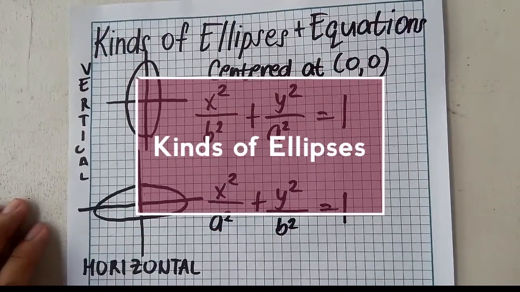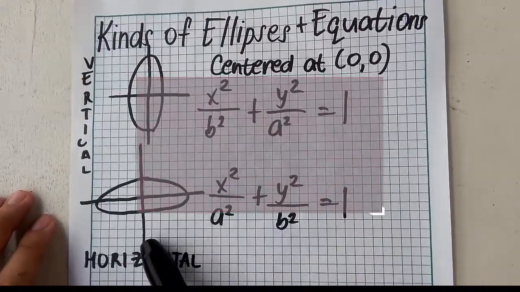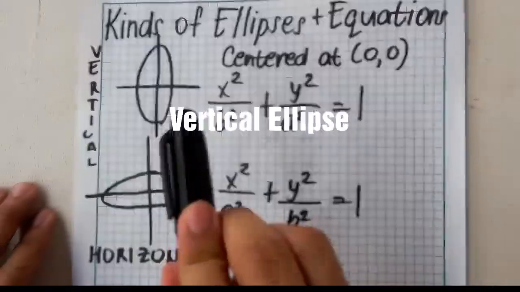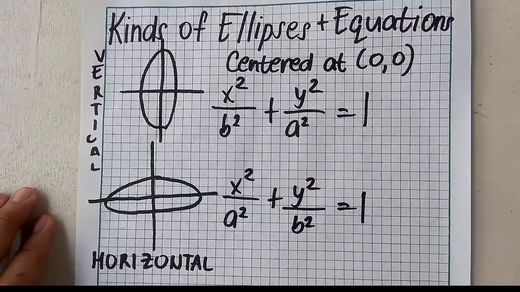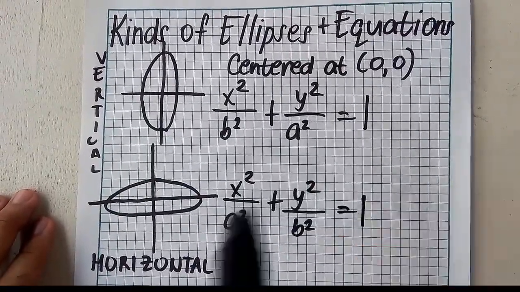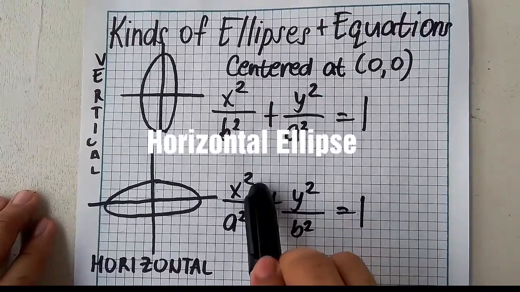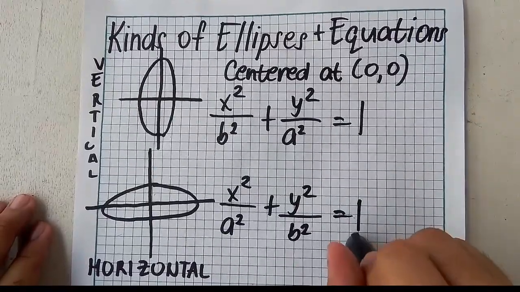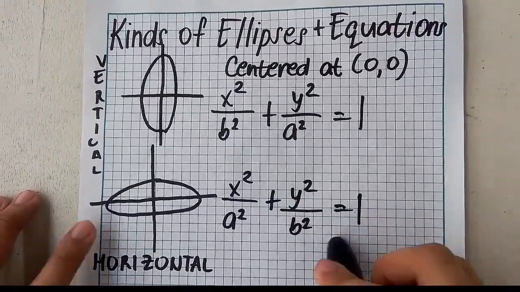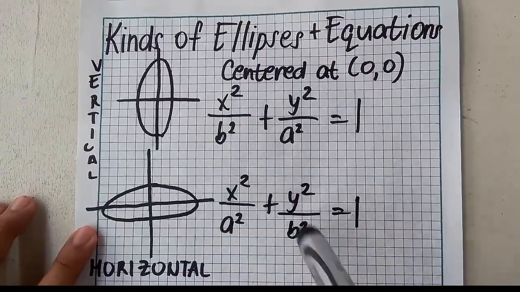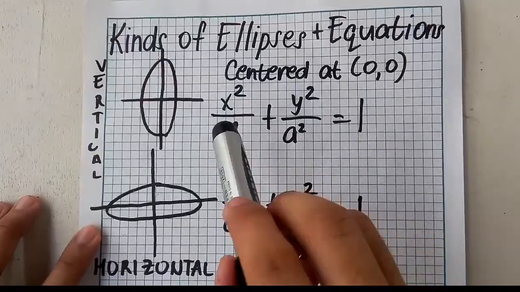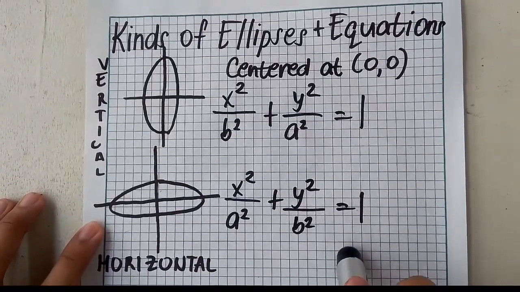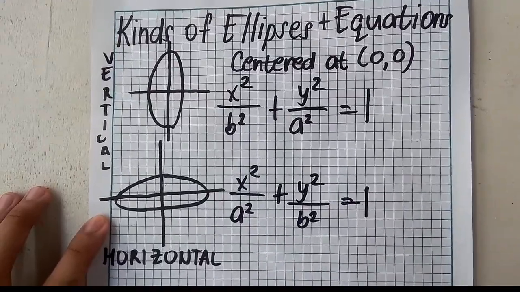So here are the two kinds of ellipses, the vertical ellipse and the horizontal ellipse. So these are centered at 0, 0 or at the origin. For the vertical, the equation is x squared over b squared plus y squared over a squared is equal to 1, while for the horizontal, it is x squared over a squared plus y squared over b squared is equal to 1. Always remember that for all equations of the ellipse, it is equated to 1. So the difference is when it is vertical, b squared will come first, while in horizontal, a squared will come first. So now we are going to learn more about centered at (h, k).